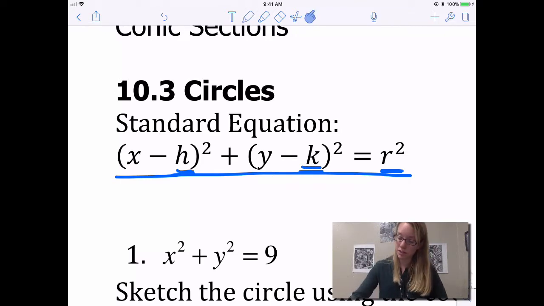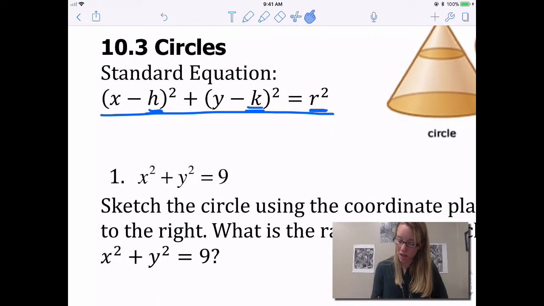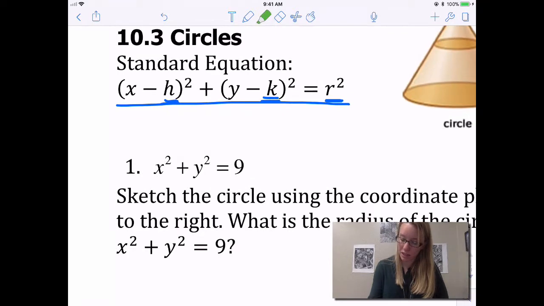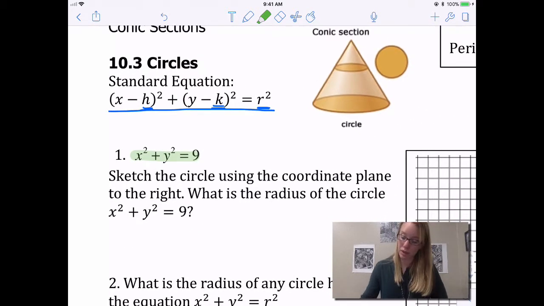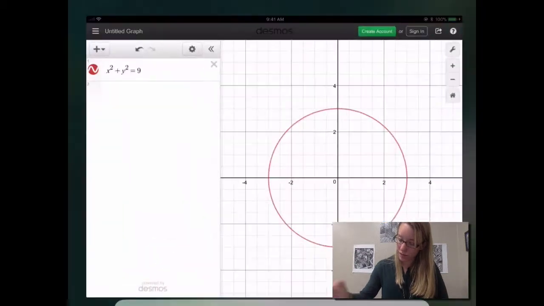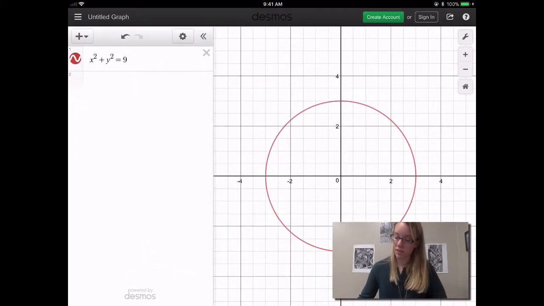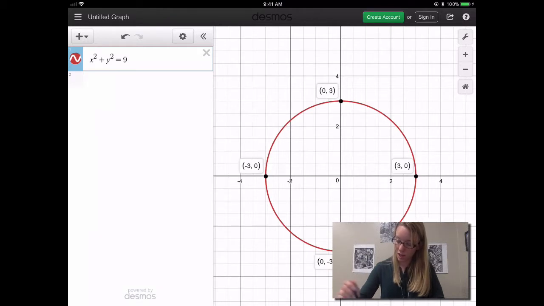Okay, so here's a very simple equation of a circle: x squared plus y squared equals 9. And they ask us to go ahead and graph the circle using the coordinate plane. So I want to show you the graph of said circle. I have x squared plus y squared equals 9. Notice this is a circle. I also have some points on this circle: (0, 3), (3, 0), (0, negative 3), and (negative 3, 0).